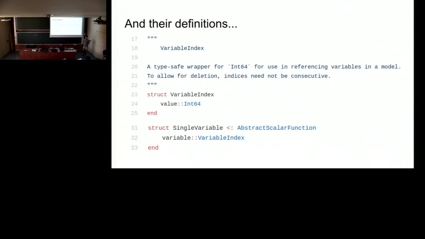So the actual definition of the functions, first of all, we represent variables with indices with just a type-safe wrapper. A variable index is an integer, not necessarily consecutive, but it's just an integer, and we use a wrapper around that for type safety. And then the definition of a single variable function is, well, you just give it the variable index. That's easy.